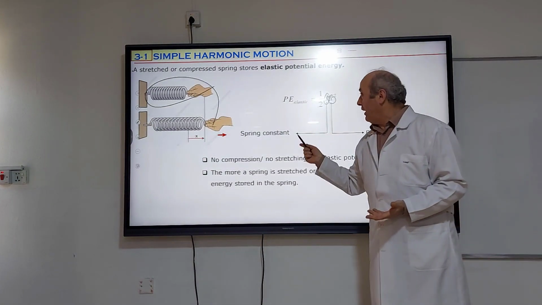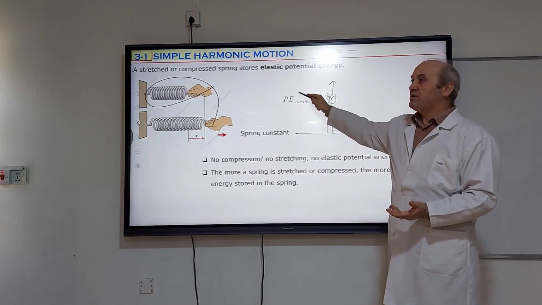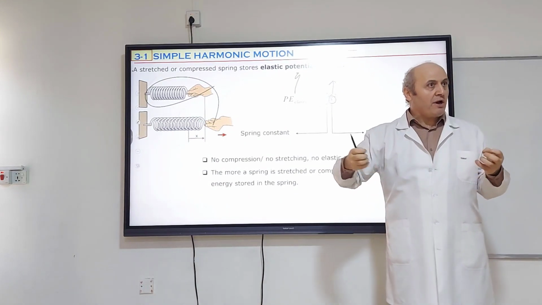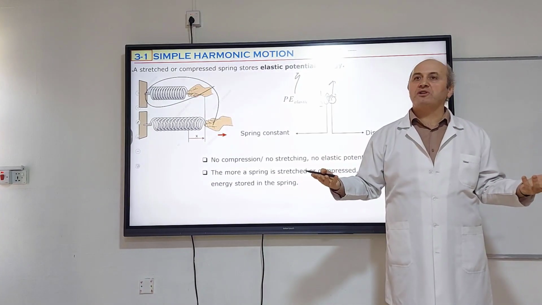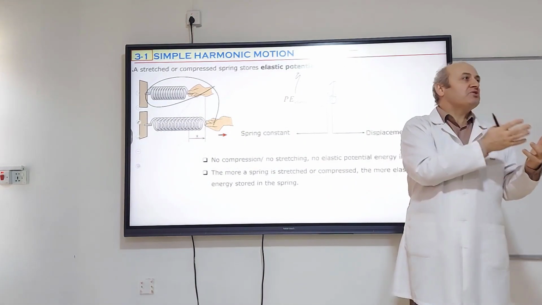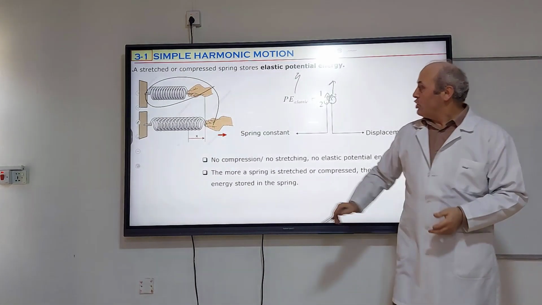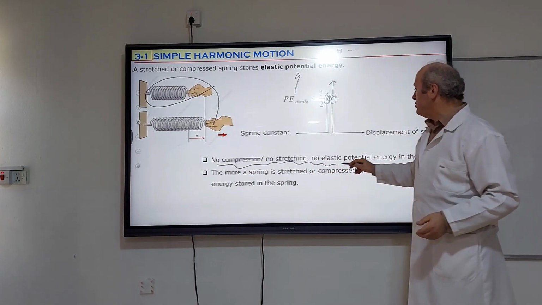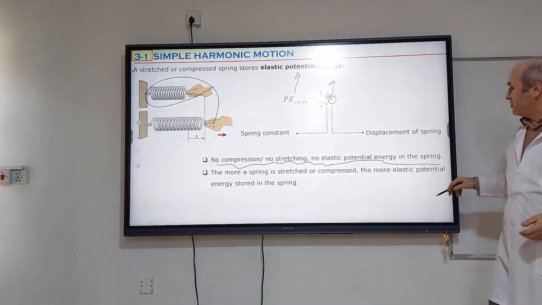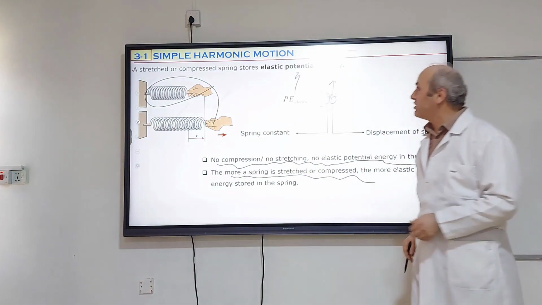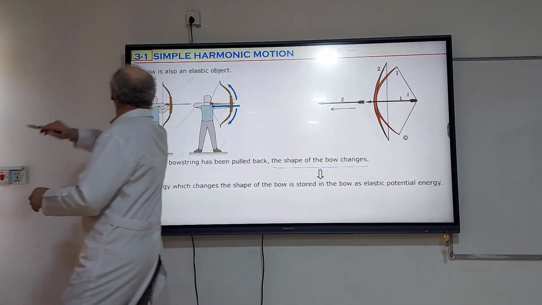So in this case, if x increases, elastic potential energy increases. That means if you stretch a spring more and more, more elastic potential energy is stored. If it is less stretched or compressed, less elastic potential energy is stored in this spring. No compression, no stretching, no elastic potential energy in the spring. The more the spring is stretched or compressed, the more elastic potential energy is stored in the spring.